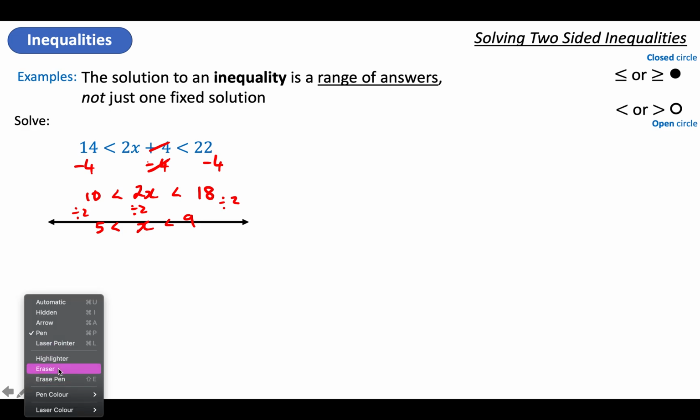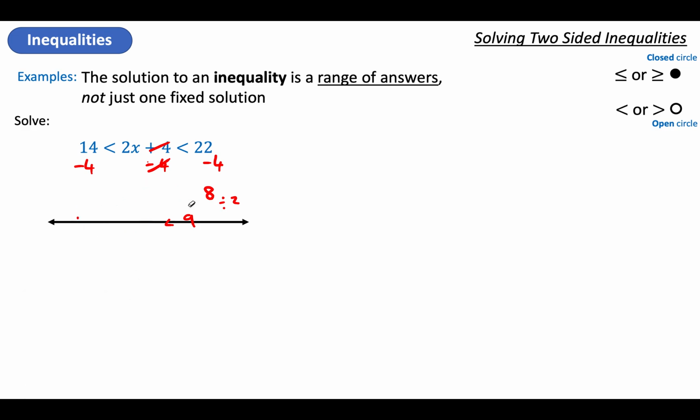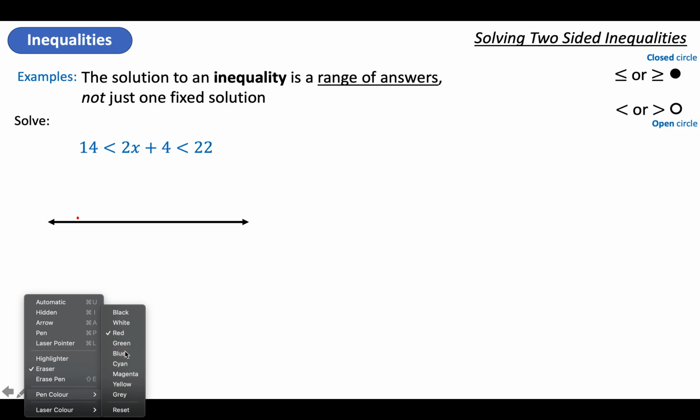Let's just redraw some of that somewhere where it's not going to be in the way, because otherwise it's going to look a bit silly. Also gives me the chance to change back to blue as well.